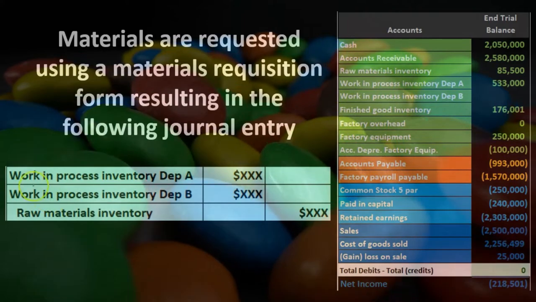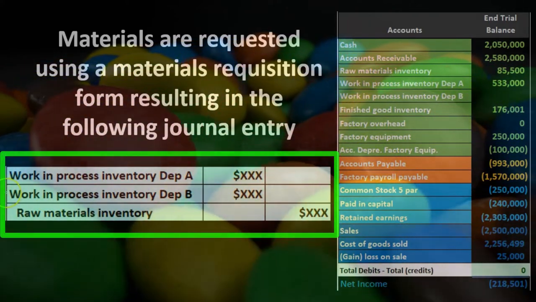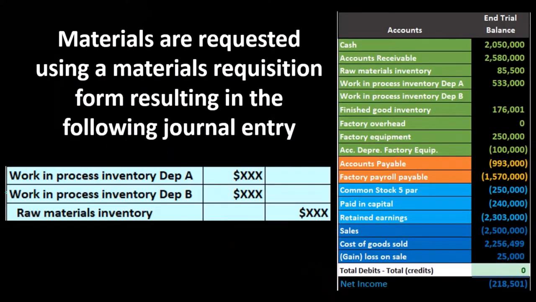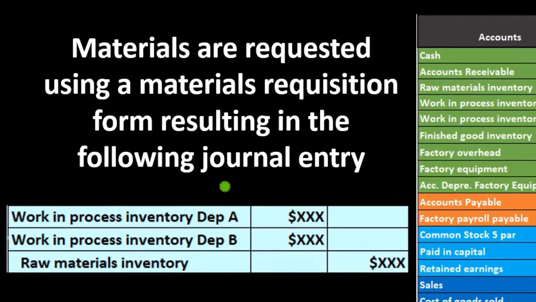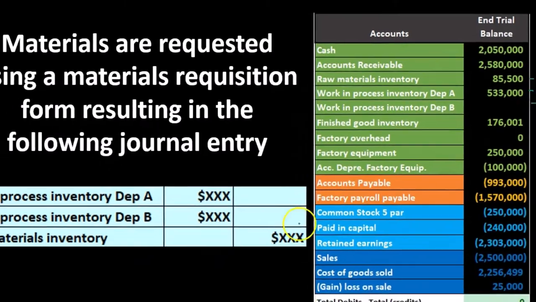The journal entry then would be a debit to Department A work in process, debit to Department B work in process for whatever is needed in Department A and Department B. Department A needs, in our case, sugar and whatnot. B is going to be needing the wax paper. And then we would credit the raw materials, a decrease in the raw materials. So of course, again, that would mean materials is going down, and then the work in process would be going up. These two accounts would be going up.